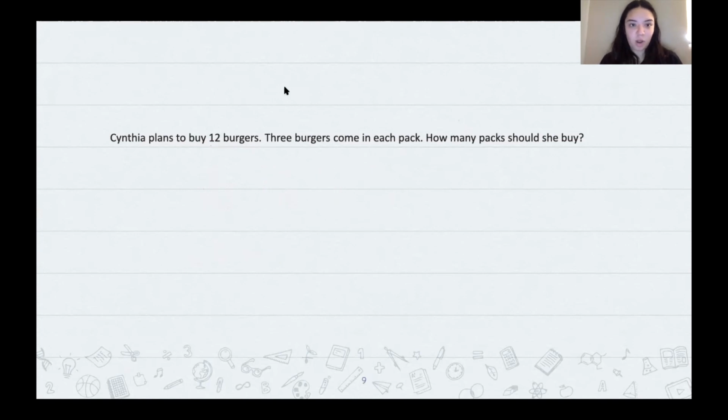I'm going to change this problem a little bit just so we can have a little bit more practice. So now I'm going to say that she wants to buy 16 burgers and 4 burgers come in each pack. I just changed the numbers a little bit so you have some more practice. I want you to try this one on your own, but this is what we're looking for. We have 16 total. There are 4 in each group. So how many groups are we going to have all together? Go ahead and try that on your own.